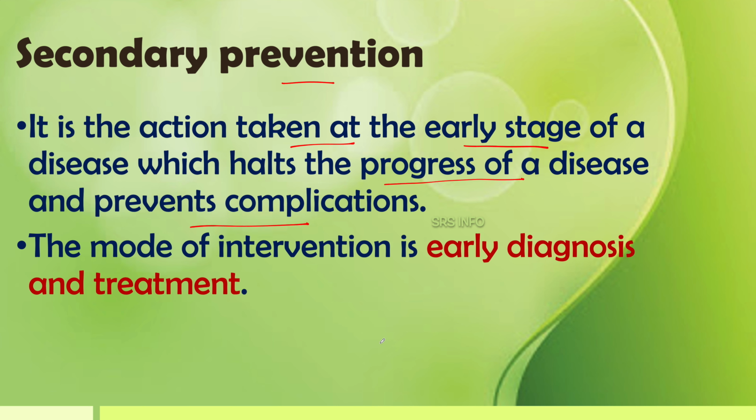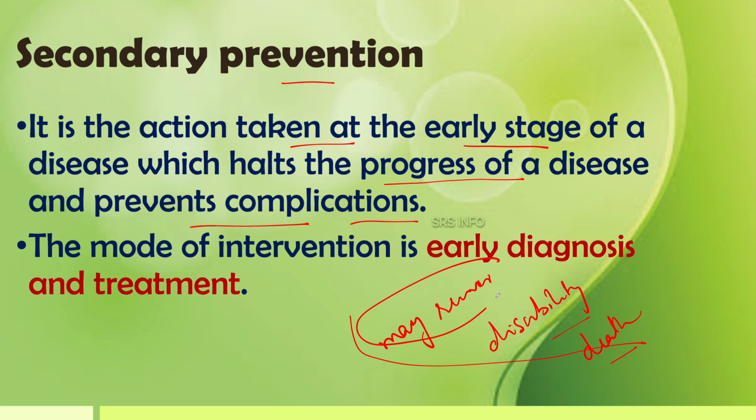What are the outcomes? It may help to recover the health, or it may cause disability, like partial disability or complete disability, or the last one is death. These are the major outcomes of disease. Clear? So secondary preventive measures help to prevent the complications of diseases like disability and death. Clear? And it will help to recover the health.